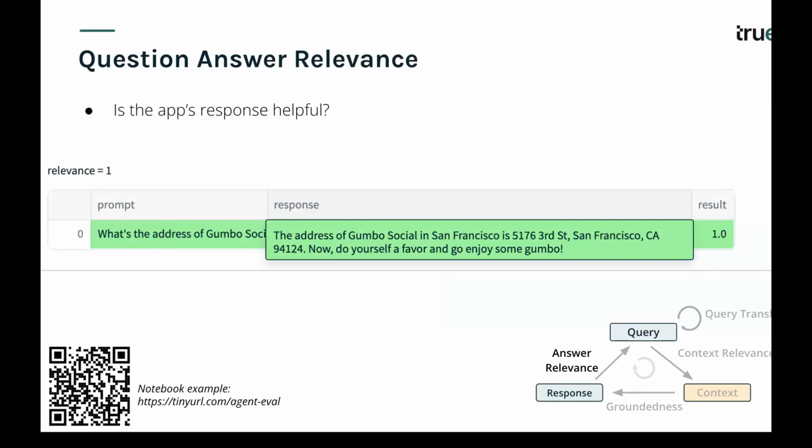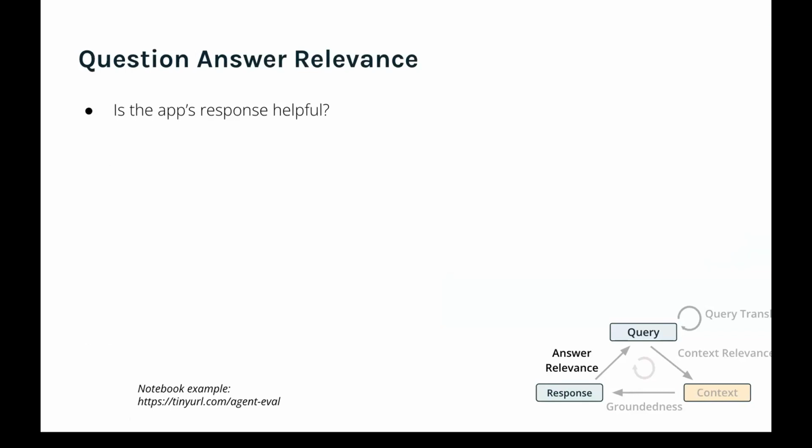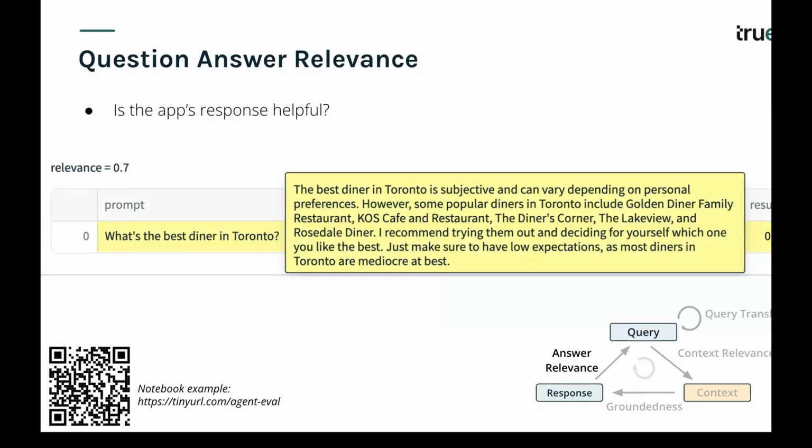Lastly, whether the question answer relevance is helpful. Here, what's the address? We get the address, very helpful. Here, what is the best diner? Just have low expectations, so on and so forth. Not too helpful.